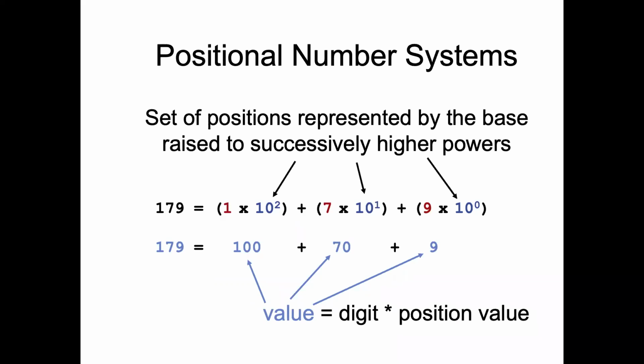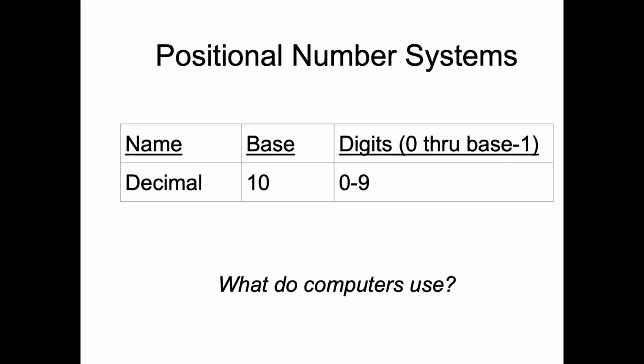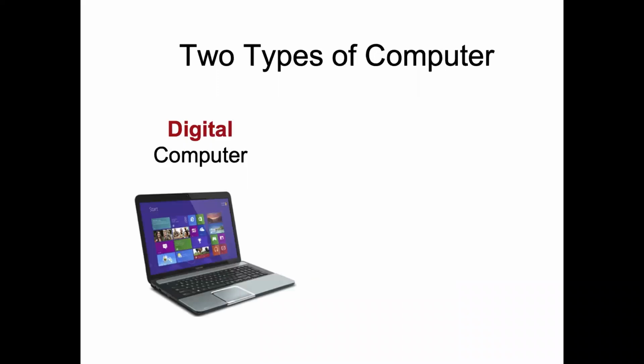You know all of this. The reason we're reviewing it is we're trying to sneak up on other number systems that might work better computationally. If you had to design a computer, you could build it using the base 10 number system, but there might be some advantages to building an even simpler number system.